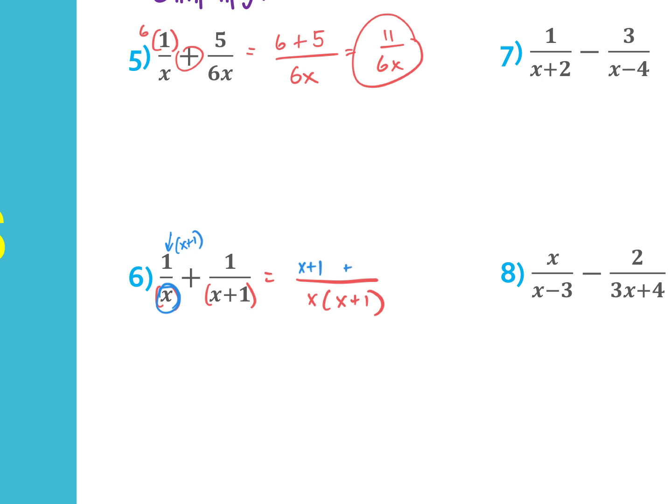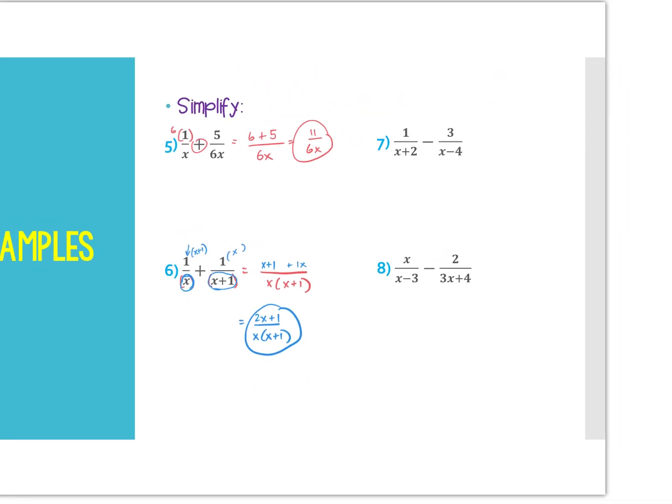Now I add, and I go to the next one. And I say, okay, what do I need to multiply this 1 by? I already have an x plus 1 down here, so the factor that's missing is x. And so it's 1x. So x plus 1 plus 1x is 2x plus 1 all over x times x plus 1. And there's my answer. And so it works. And so I saved myself a little time as opposed to coming up with equivalent fractions.